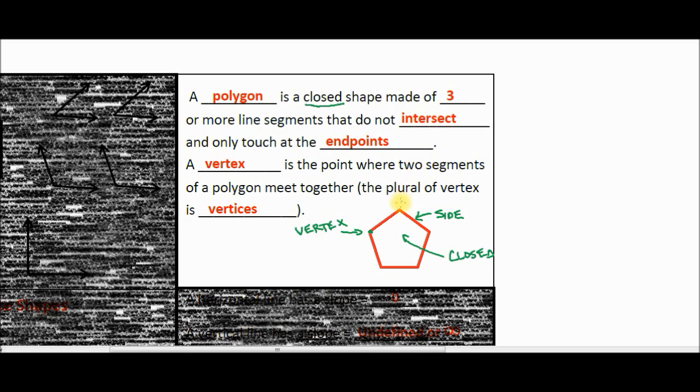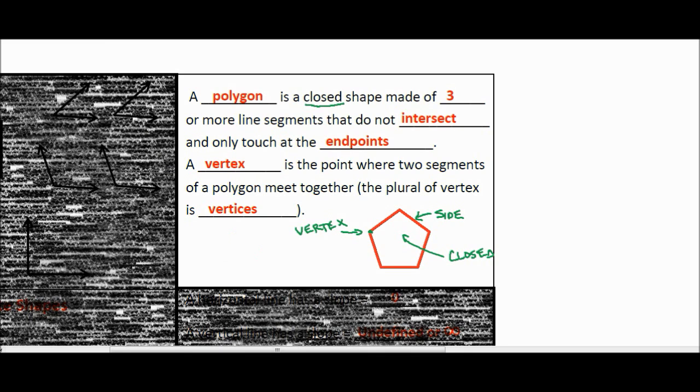3 sides, they don't intersect. Oh, here's a reason why it would not be a polygon. This is not considered a polygon. You can see it's made up of line segments, it has vertices, it appears to be closed. But if you look right here, these two sides intersect right here. If you look at this one and this one, they intersect right here in the middle. That means this is not a polygon. If you take a look, it says they do not intersect and only touch at the endpoints. So this is why this is not considered a polygon.